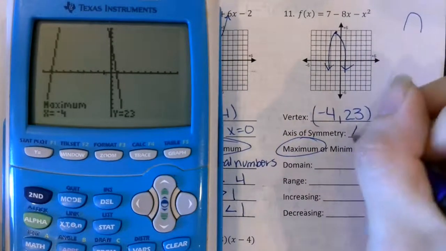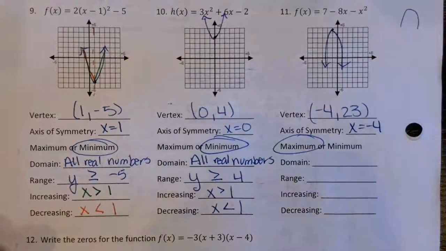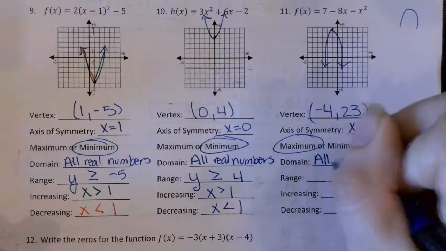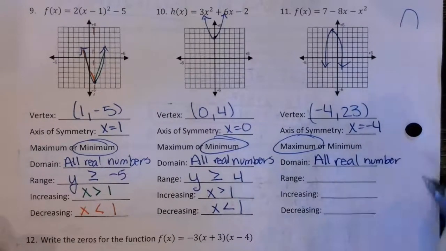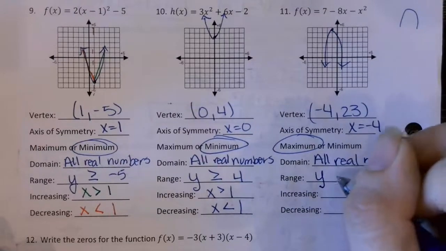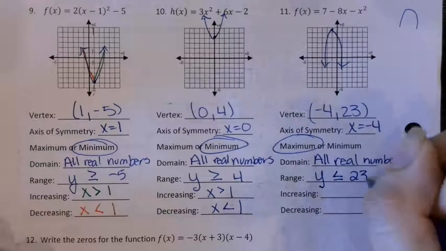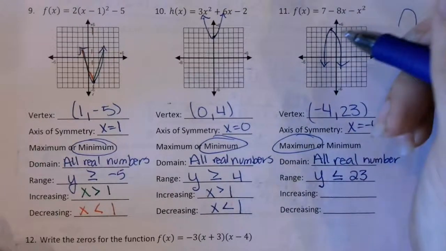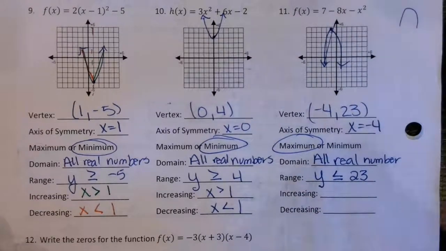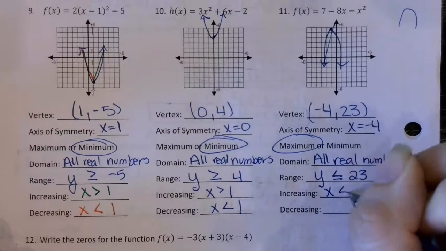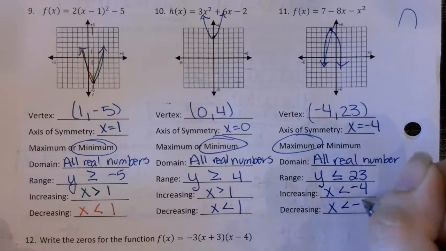My axis of symmetry is x equals -4, because it's the x value of the vertex. Domain is all real numbers. Range is y. This one is going to be less than or equal to, because it's going down, 23. If I look at this one, from here to here, it's actually got a positive slope. So it's increasing on the left side of -4 and decreasing on the right side.